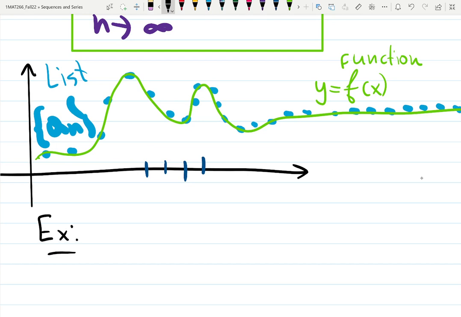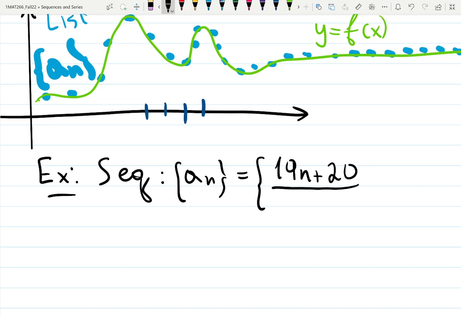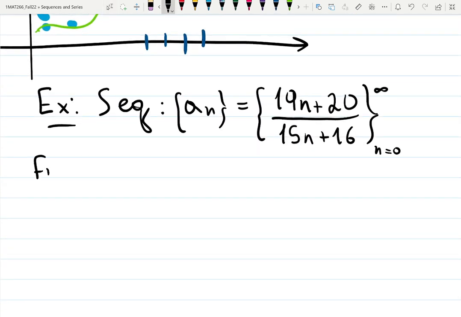Let me show you a couple of examples. I will give you a sequence. A sub n is given specifically like so: 19n plus 20, all over 15n plus 16. And we're going to choose n from 0 to infinity. Again, I can do n from any other number, just make sure we don't have division by 0. Find the limit of a sub n as n goes to infinity.